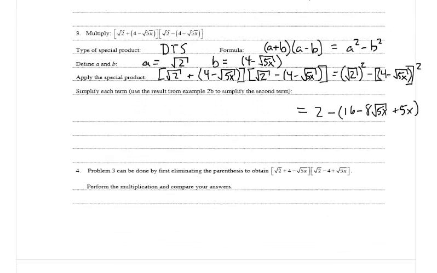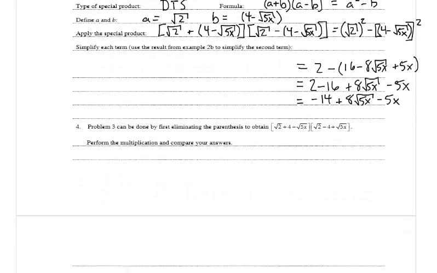And now we need to distribute our negative and combine like terms. So we have 2 minus 16 plus 8 square root of 5x minus 5x, and 2 minus 16 is equal to negative 14. So we have negative 14 plus 8 square root of 5x minus 5x.